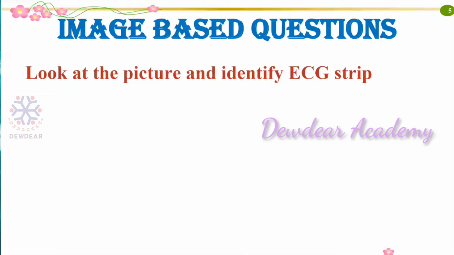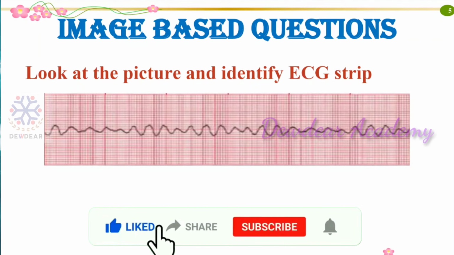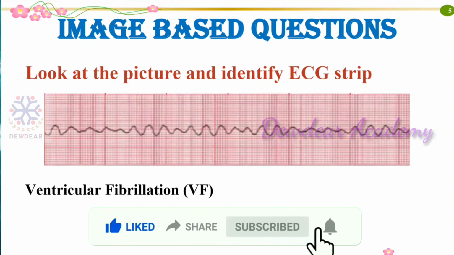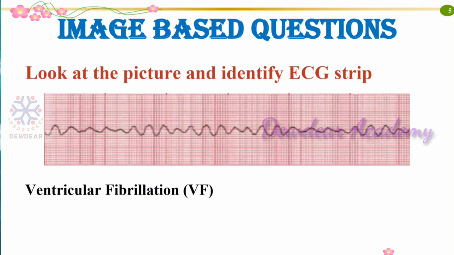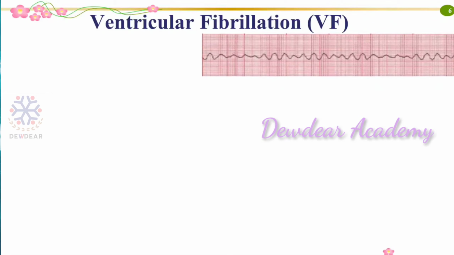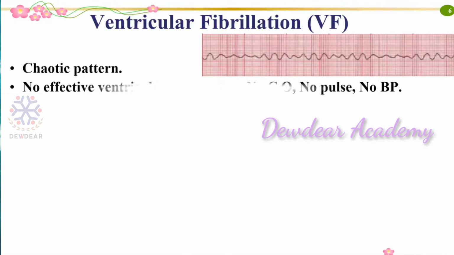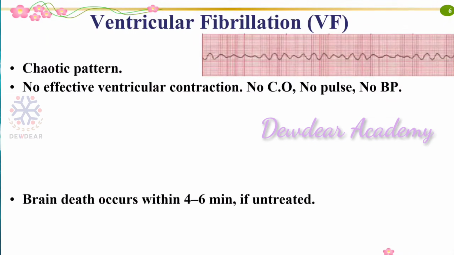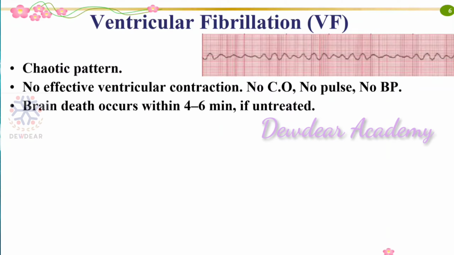Look at the picture and identify the ECG strip. So the ECG strip given here is of ventricular fibrillation, VF. So let us discuss in detail what is ventricular fibrillation. So this is the ECG strip in ventricular fibrillation. It is a chaotic pattern. There is no effective ventricular contraction here. So no cardiac output, no pulse and no BP. And what happens is brain death occurs within 4 to 6 minutes if untreated.